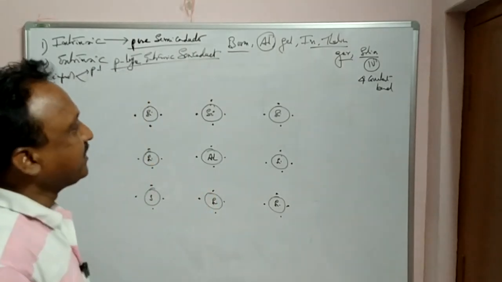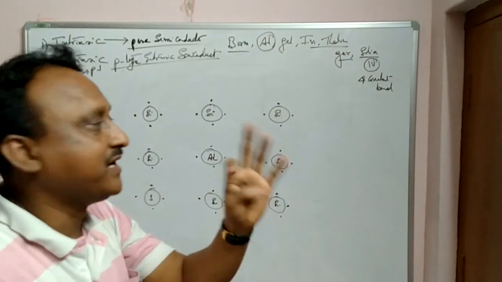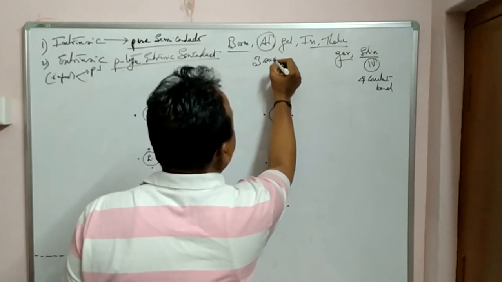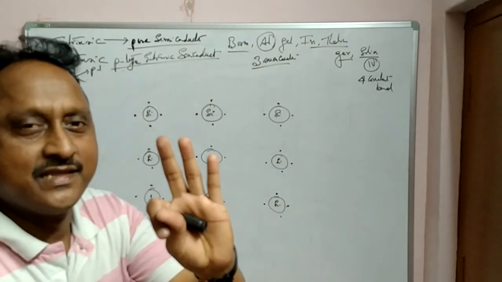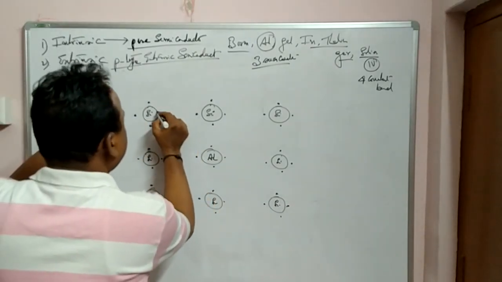If we take aluminum, what is it? It belongs to the 3A group elements: boron, aluminum, gallium and thallium. So this can make only 3 successful covalent bonds. It cannot make 4, because it has only 3 free electrons. So carefully see what happens here.